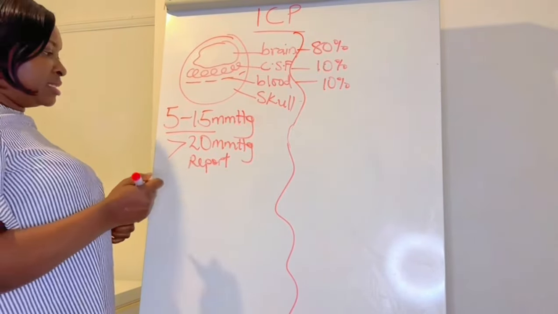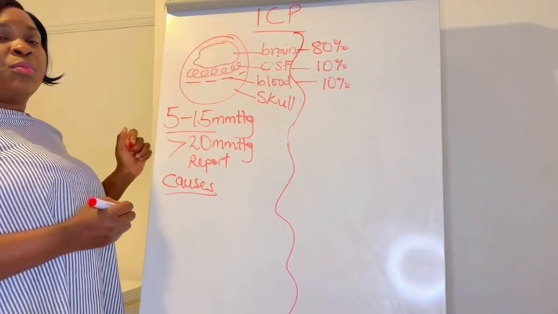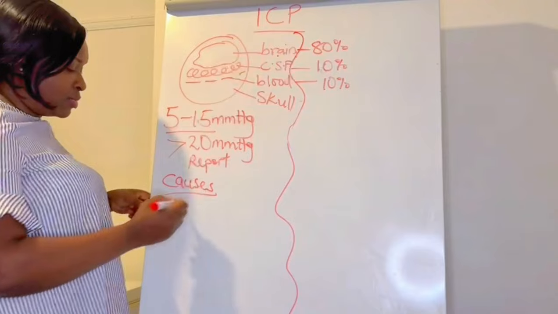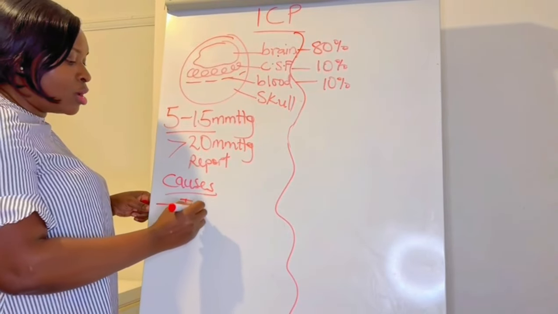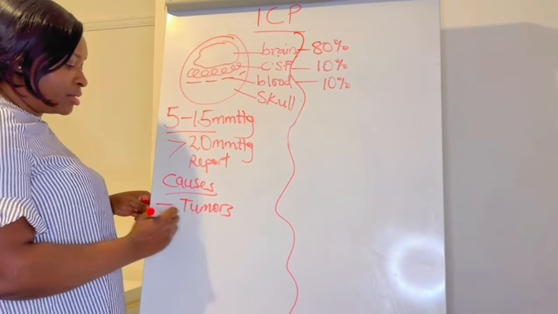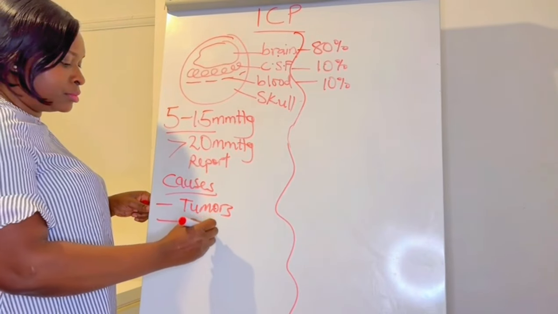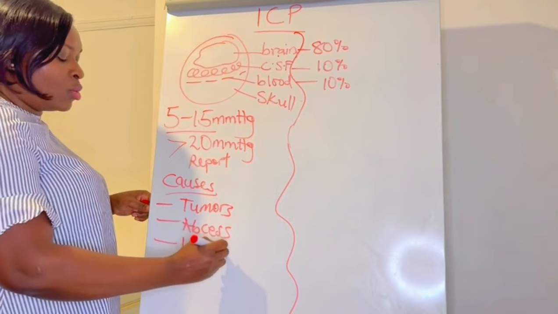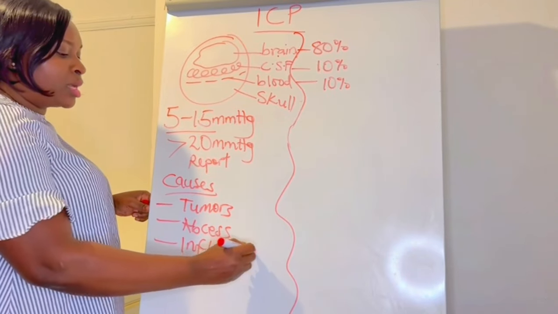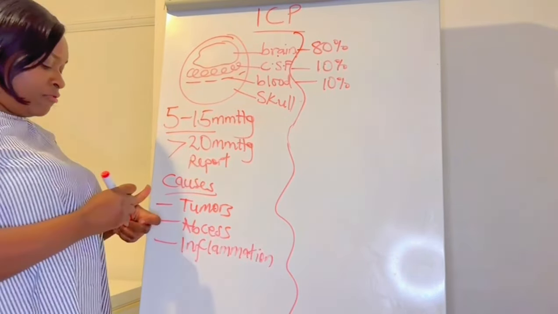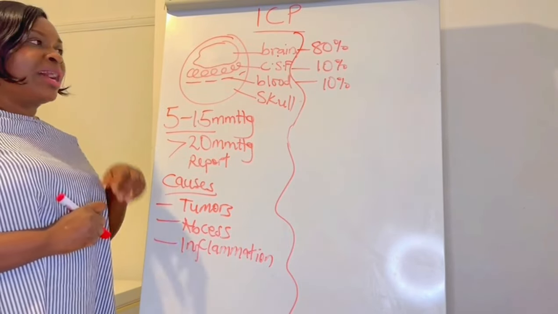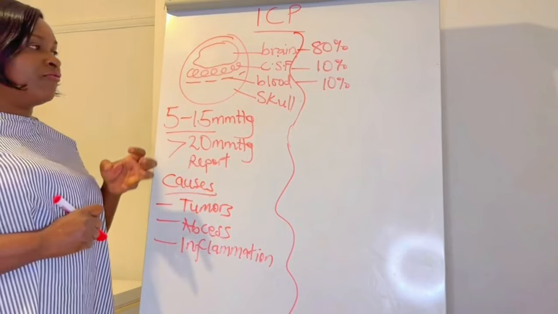Let's go to the causes now. What is it that can cause the brain tissue mass to increase to get above this 80%? Let's think about things like tumors. Let's think about things like abscess. Let's think about things like inflammation. When we talk about inflammation, we talk about infections like your meningitis and your encephalitis, where you have the meninges of the brain being inflamed.